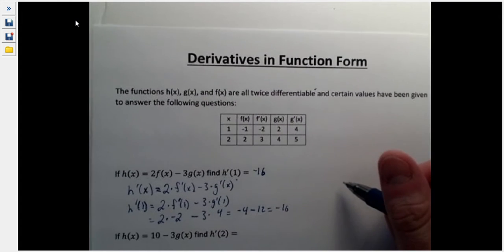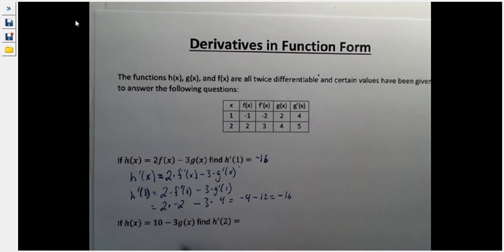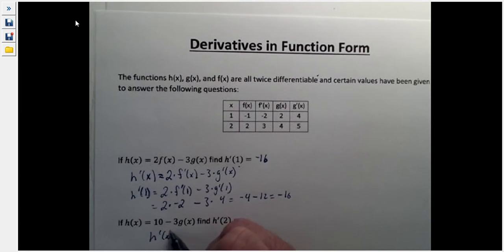Okay, so let's look at the next one. They've given us h of x equals 10 minus 3g of x. They want us to find h prime at 2. Same thing. First thing I have to do is find h prime of x. Well, what's the derivative of 10? 0. Minus 3 times the derivative of g of x, which is g prime of x.